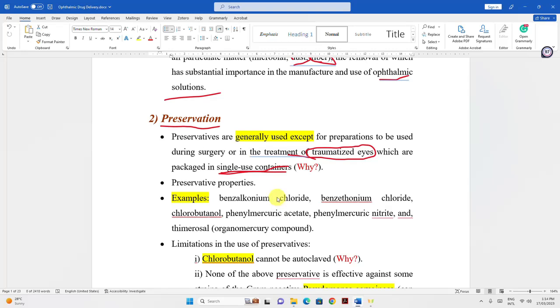Okay, so what are the kinds of preservatives that are available? We have benzalkonium chloride, and you have taken this before in parenterals and also in emulsions. We have benzethonium chloride as well, chlorobutanol, phenylmercuric acetate, phenylmercuric nitrate, and thimerosal. Okay, this is an organomercuric compound.